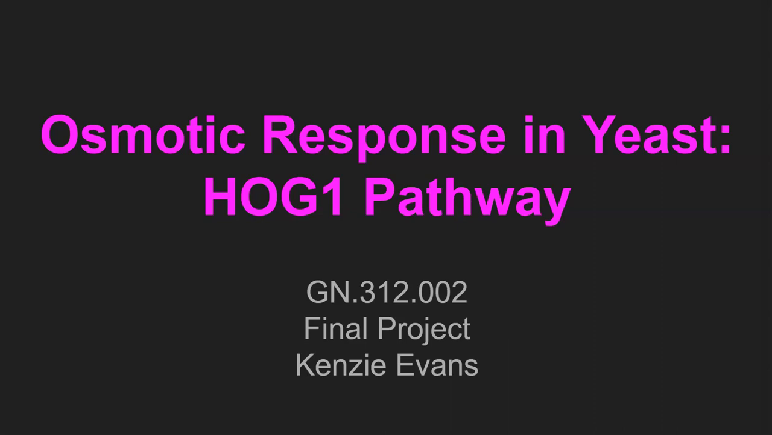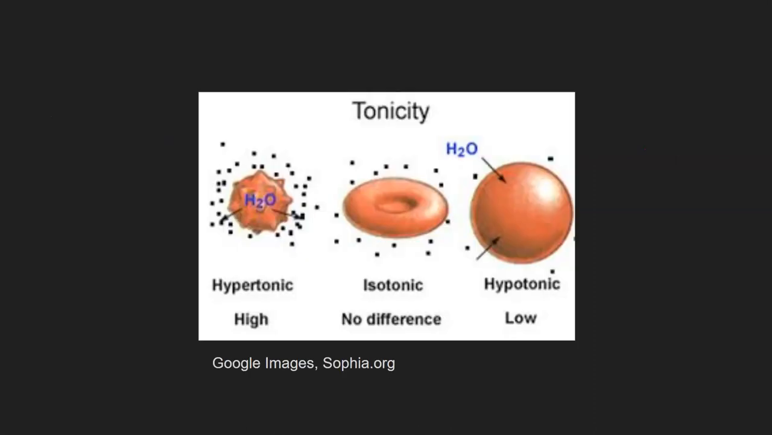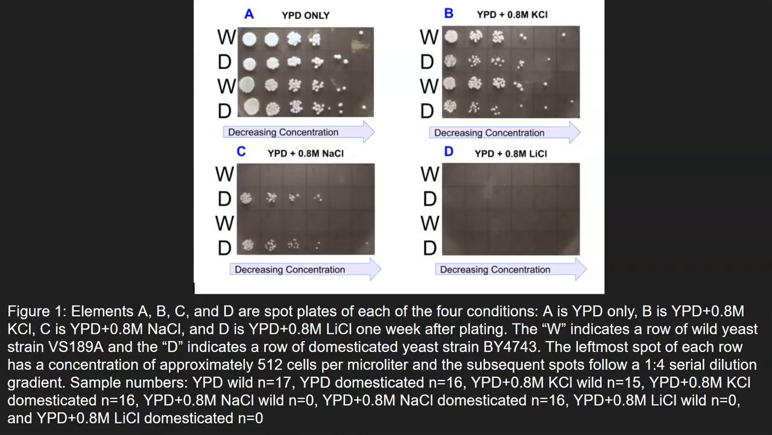Hello everyone. So this semester in Genetics Lab 312, we investigated the fitness of budding yeast in varying salt types and concentrations while looking at two strains of yeast. These two strains were the domesticated BY4743 and the wild VS189A. These photos are of our second spot plate experiment 1 week after plating. The details are contained in the legend below.